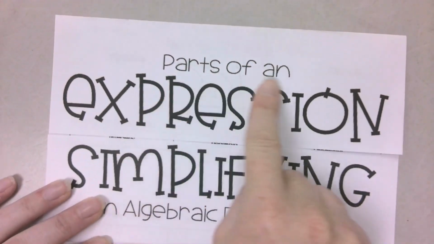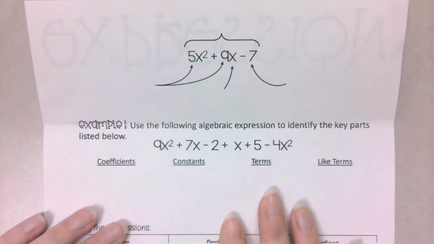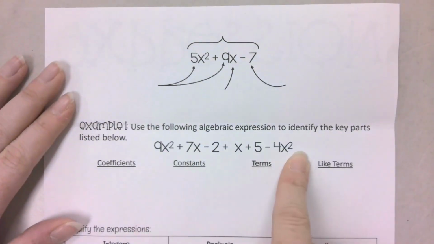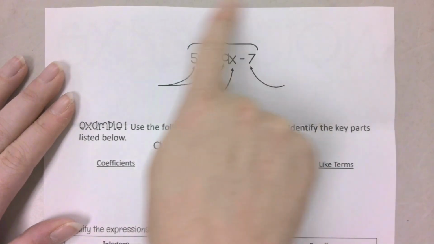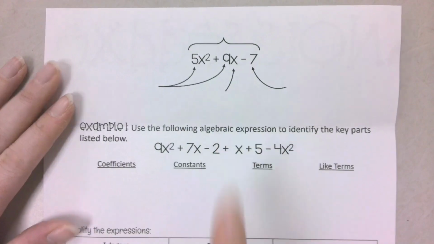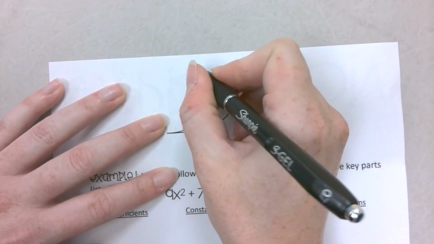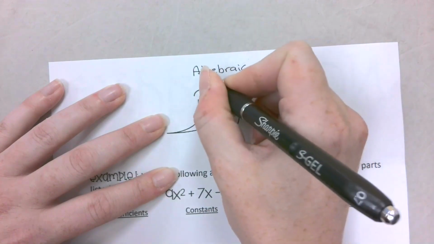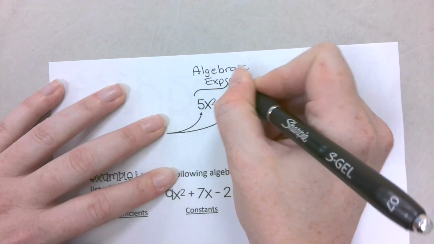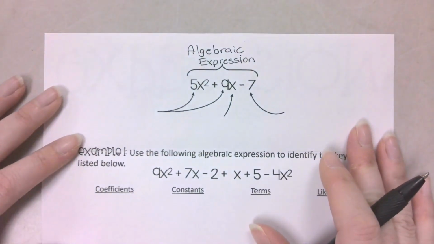All right, first and foremost, let's talk about parts of an expression. Open up the top flap. Now here you will see we have an expression. When we talk about these pieces, we'll be basing it off of this one, but this is just for us to talk about the different parts. First and foremost, this is not just an expression, it's a special expression. It's an algebraic expression. What makes it algebraic is that it contains a variable.